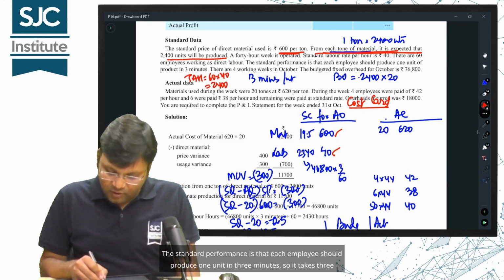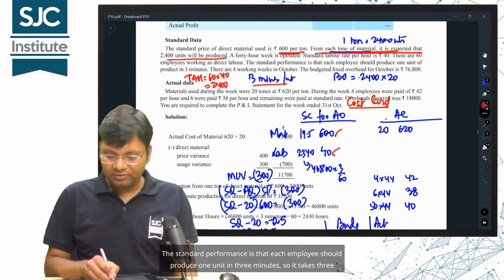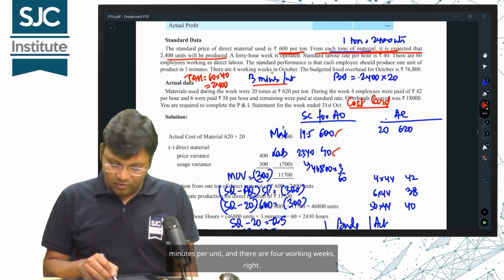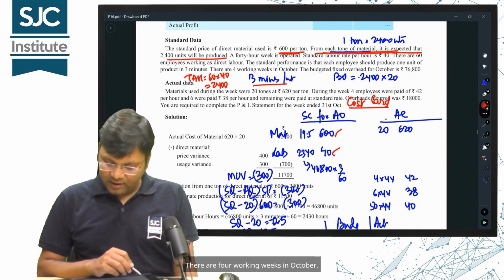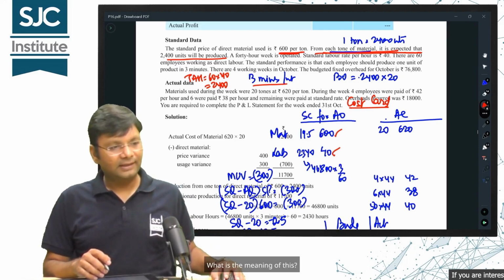The standard performance is that each employee should produce 1 unit in 3 minutes. So it takes 3 minutes per unit, and there are 4 working weeks, right? There are 4 working weeks in October. What does this mean? What is the meaning of this?